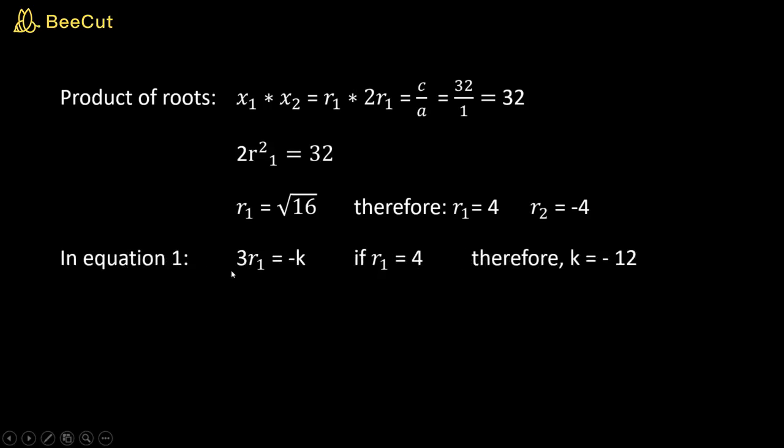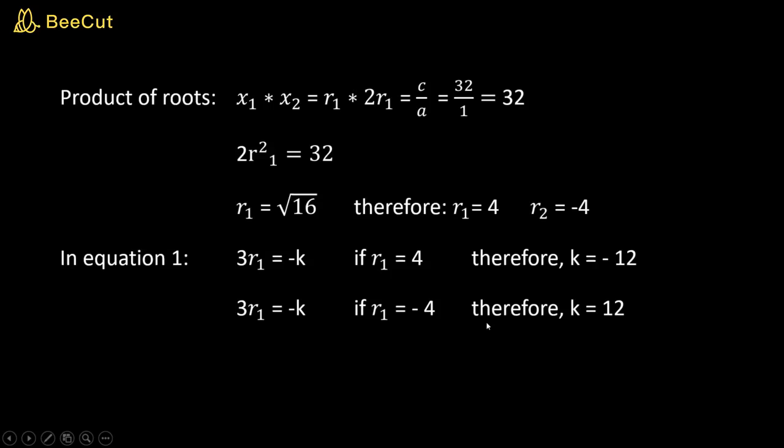In equation 1, we have 3r sub 1 is equal to negative k. If r sub 1 is equal to 4, therefore we can find k, which is equal to negative 12. And if r sub 1 is equal to negative 4, therefore k is equal to 12.